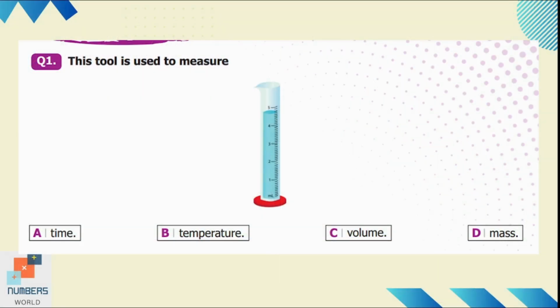Question number 1. This tool is used to measure time, temperature, volume, or mass. So this is a beaker. The clocks are used to measure the time, thermometers are used to measure the temperature, but the volume of the water is measured by using a beaker, and weighing machines are used to measure the mass. So here option C is the correct option. This tool is used to measure the volume.